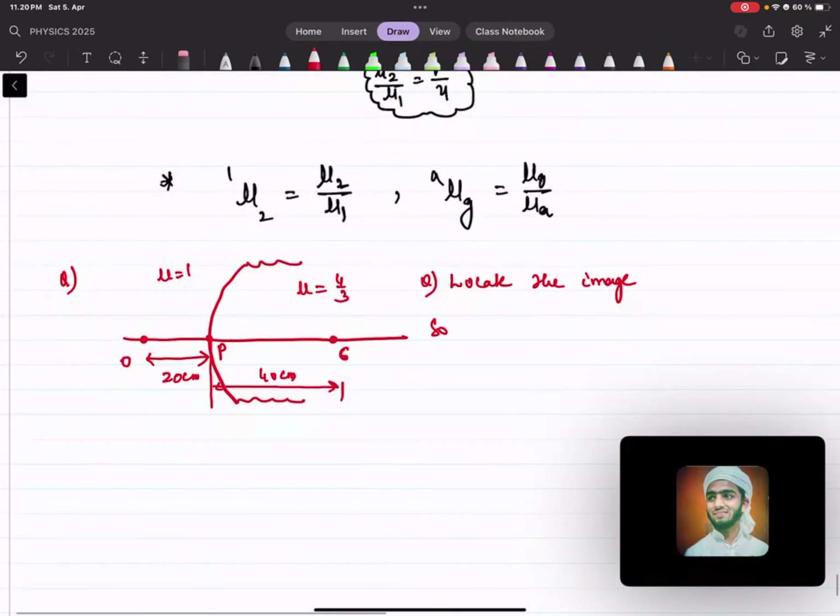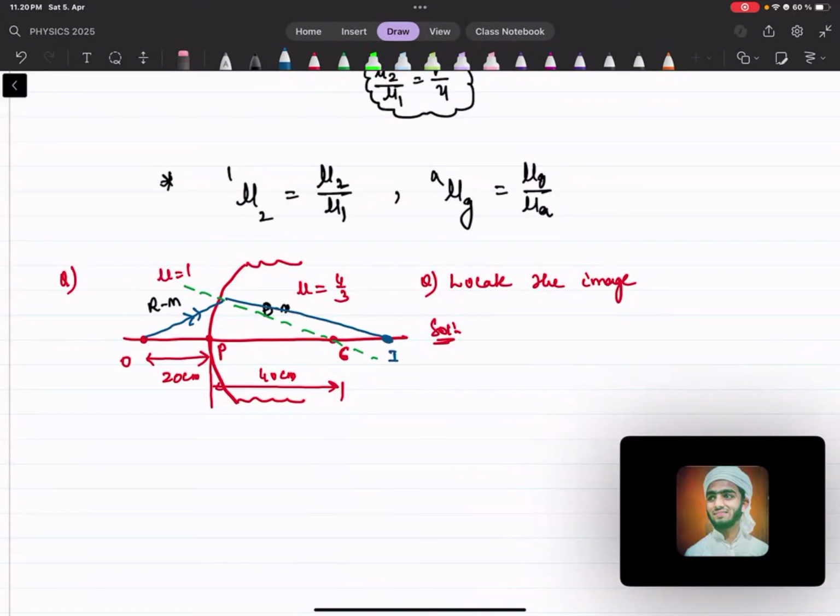Can anyone try it, beta? From where is the light going, can anyone tell me? It is going from rarer medium to denser medium. So the ray of light will go like this. It will bend and it will be incident somewhere here, right? So roughly. First, let me draw the normal for this one. Then we will get clarity. This will be the normal. So from this one, the ray of light will be incident on this one and it will bend towards this one. So this will be the image formation.